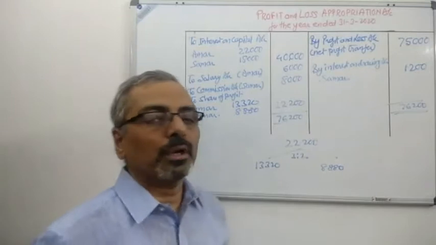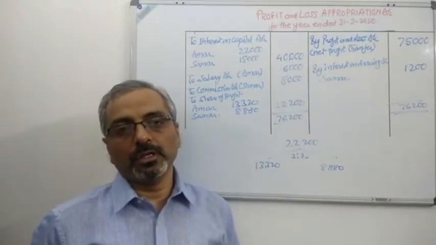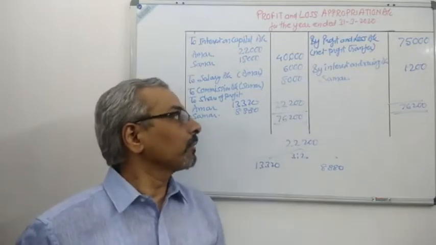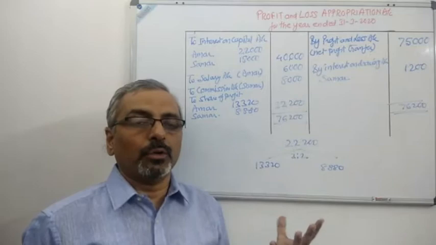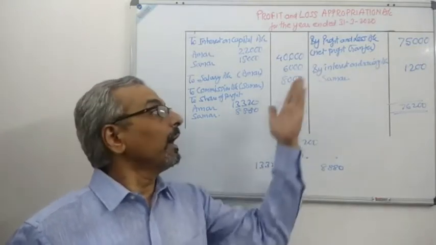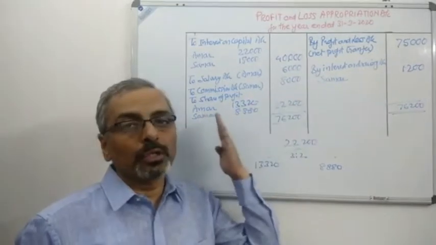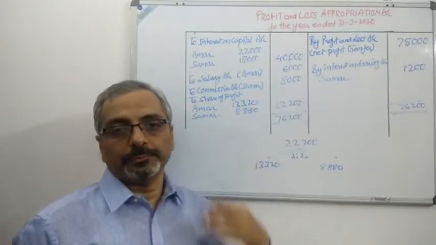So this is how the profit and loss appropriation looks after the provisions which have been given in the partnership deed. We have done the calculations and now we will post these figures in the capital account. That means the figures in the debit side will go to the credit side of the capital account, and interest on drawing will go to the debit side of the partner's capital account, which we'll prepare just in a moment.